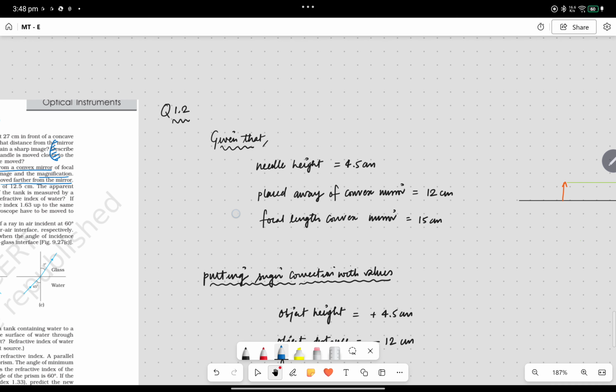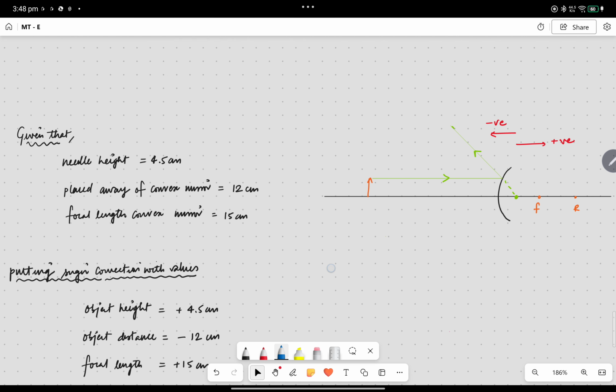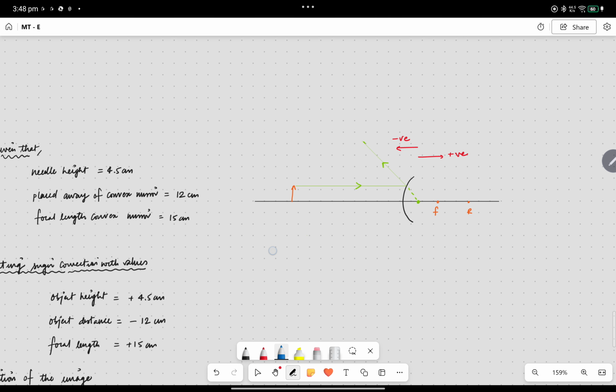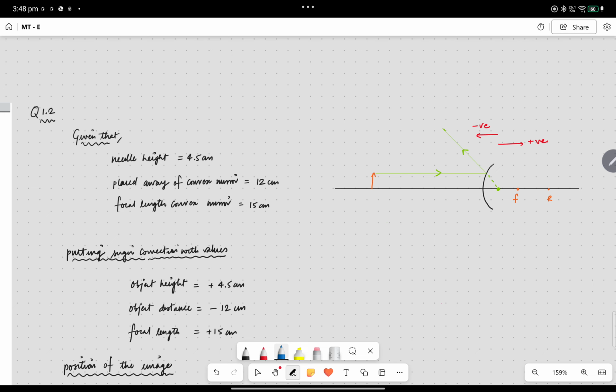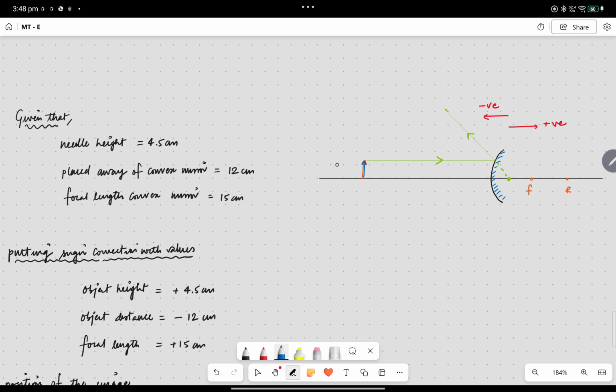Okay, so let's try this question, and here the answer is given in your board examination format. But before that, let's understand this question and the concept behind it. So this is your lens, this is your mirror. Okay, there is a convex mirror and the needle is placed here. The height of this needle is 4.5.